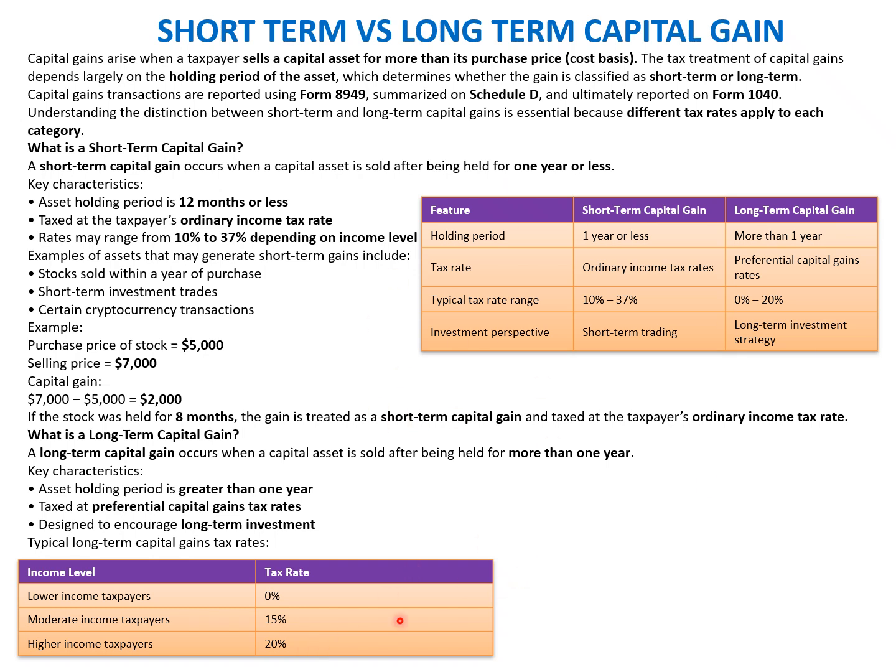When we talk about the holding period, we quickly compare the concept of long term versus short term. We have created a table here to differentiate between the two. The holding period for short term is 1 year or less. For long term, it is more than 1 year. The tax rate is the ordinary income tax rate for short-term capital gain, but it is a preferential capital gain rate for long-term capital gain. The typical tax rate is 10 to 37%, and it is 0 to 20% in case of long-term capital gain. From an investment perspective, short-term capital gain is for short-term trading, while long-term capital gain is for capital appreciation and the long-term investment strategy. So we'll move to the next slide then.